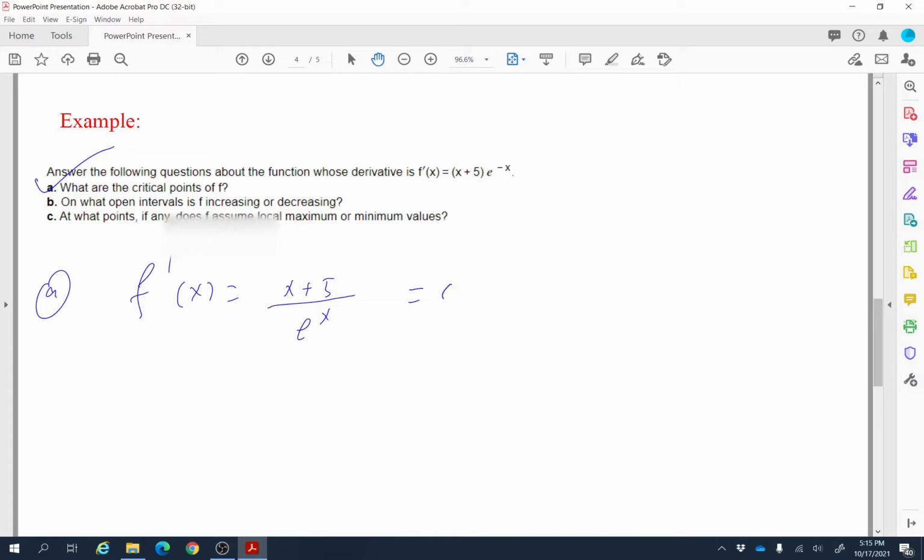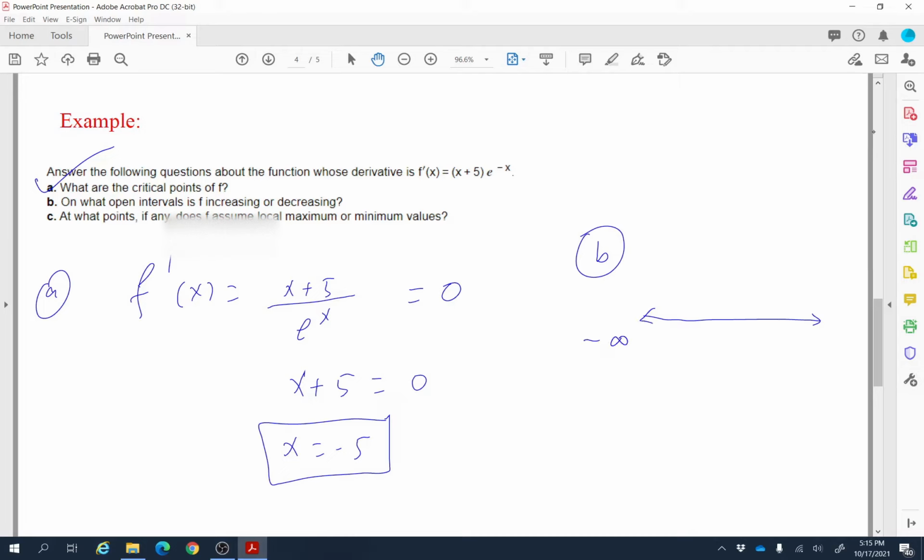So let's equate this to 0 and solve for x. Just multiply both sides by e to the power x. That gives you x plus 5 equals 0, and x equals negative 5. So this is one critical number. On what open intervals is f increasing or decreasing? To answer this question, always after finding the critical number, divide your real number line by using this critical number. There is just one critical number.